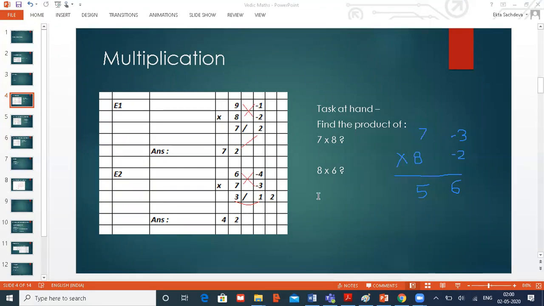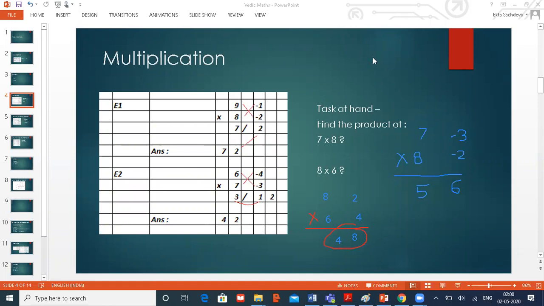The same thing you can try with 8 and 6. So I've got an 8 and I've got a 6. I know my 8 is 2 less than 10, so the complement is 2. Here the complement is 4. When I multiply them, I get 8, and I get 48. So I say 8 into 6. What is the answer? 48. You got it? Simple, very easy.